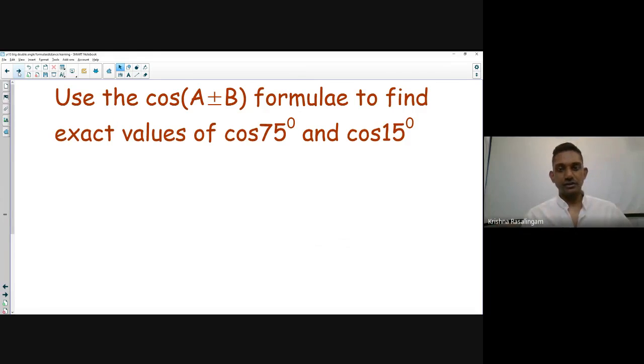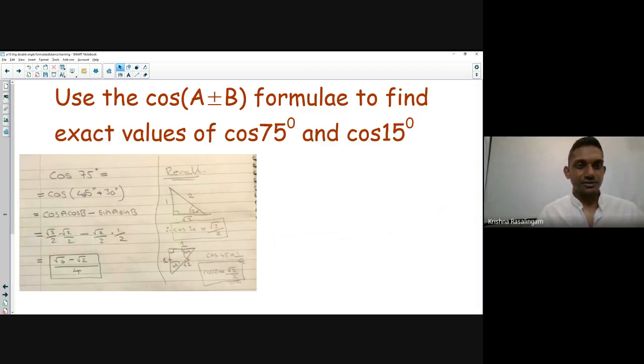So pause the video, attempt these, and then check the solutions. Welcome back. So here's cos 75. We know that cos(A+B) is equal to cos A cos B minus sin A sin B. So we look at 75, and I know that I can figure out cos 45 and cos 30 exactly. So I'm going to split it up that way.